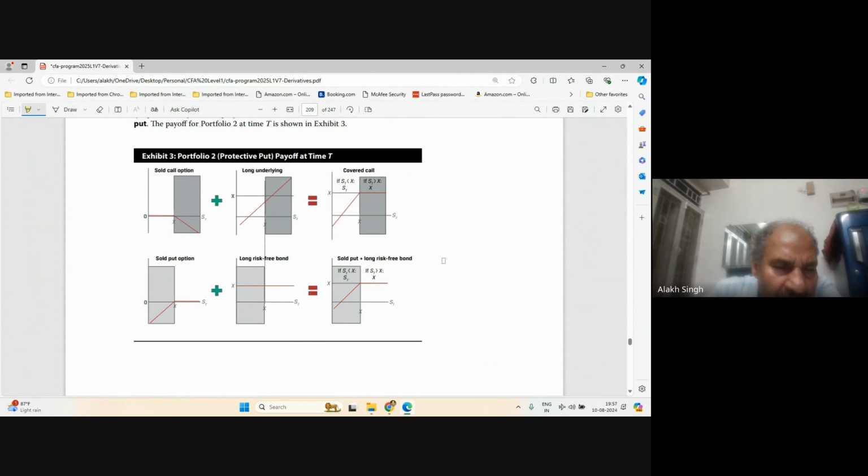So the protective put has been sold. Portfolio two, protective put payoff. Well, it is not okay. He should have written the word sold here. Then that would have been better. It just says protective put, but it can be long or short. So we should write here a short protective put. A short protective put means you sell the put and you sell the underlying.